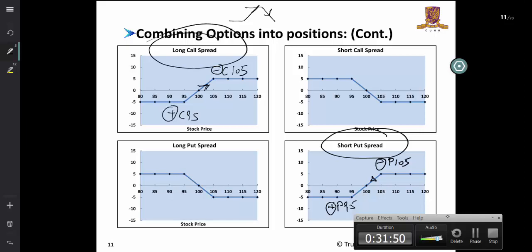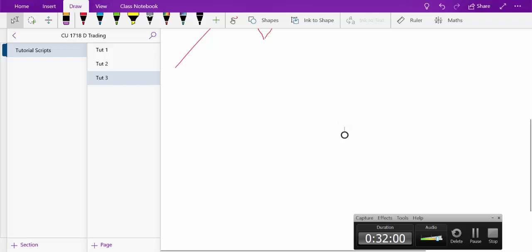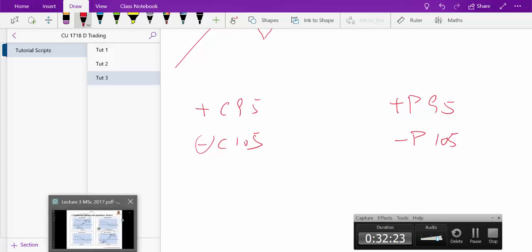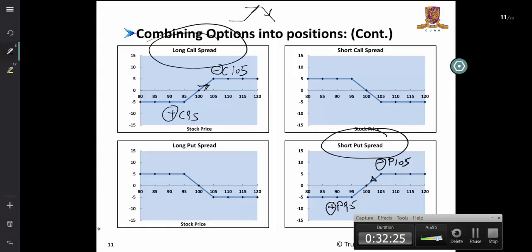Now, this is not actually the question, okay? The question is, so now, let me just, so either long call 95, short call 105, or long put at 95 and short put at 105, correct? That's what I just wrote here. Everyone is okay with that?